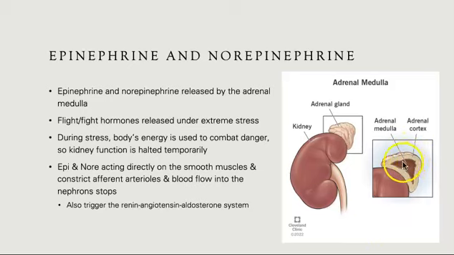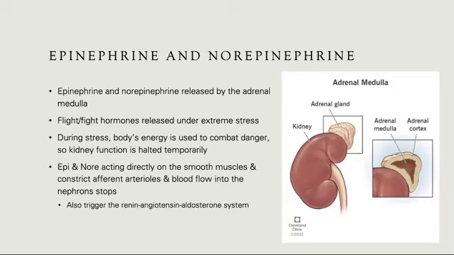They're released by the adrenal medulla over here, from within the adrenal gland that sits atop the kidney. And if you remember, our sympathetic nervous system can stimulate this area and cause it to release these hormones. They're also known as our fight or flight hormones and are released when we are under extreme stress. During the stress, our body's energy is used to combat any danger that we may come into contact with, whether it is about to take an exam or you get into a car accident. So our kidneys want to halt the function temporarily so we can focus on the more important things.